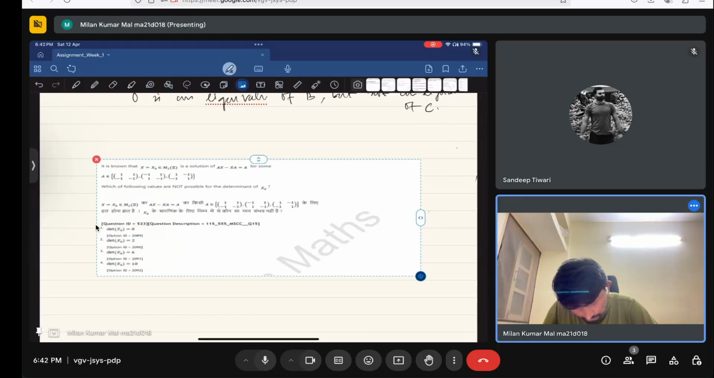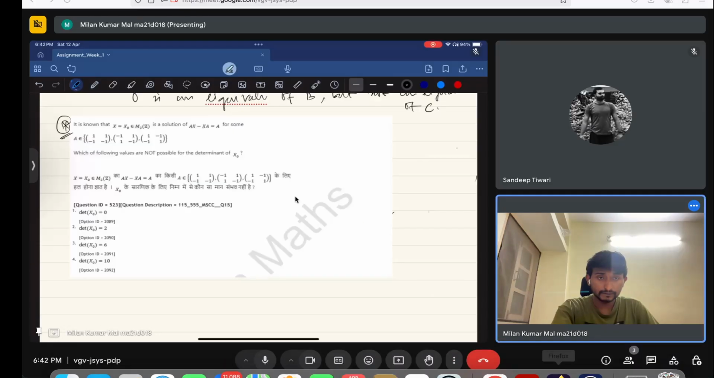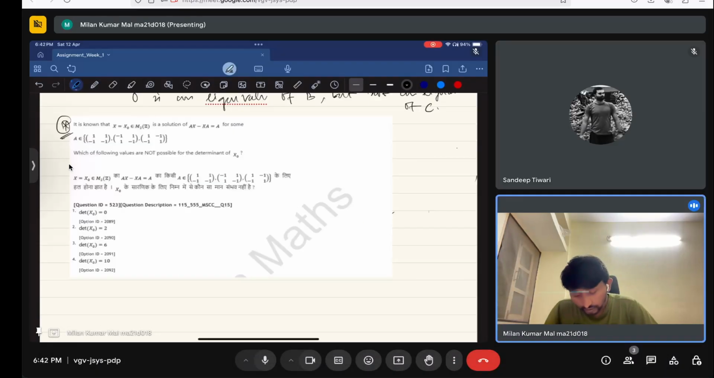This one is another problem. So what it says: it is known that X equals X naught in M2(Z), that means 2 by 2 matrix with entries from integers, is a solution of AX minus XA equals A, for some A in this set. Which of the following values are not possible for the determinant of X naught?